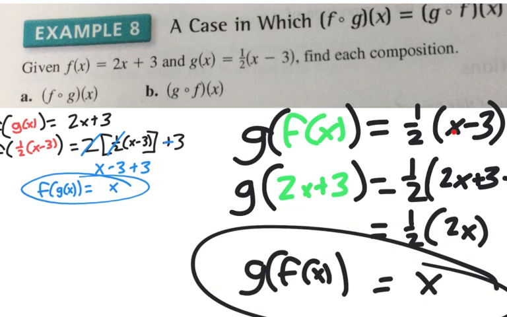This is a very special case of compositions that we're going to talk more about next section, where I built g of f of x and f of g of x, and they both simplified to be x.